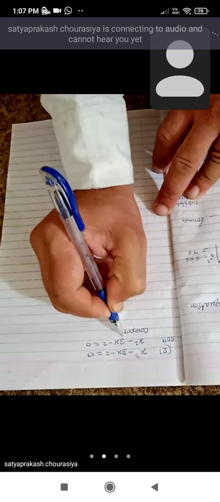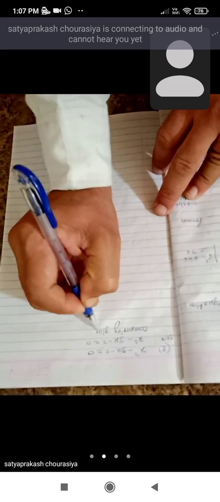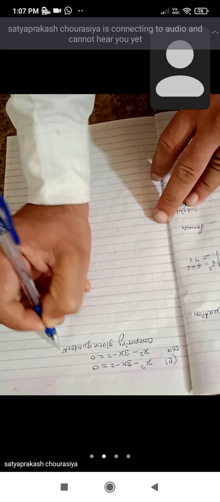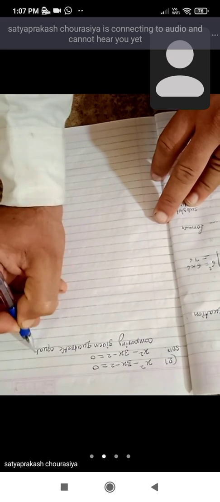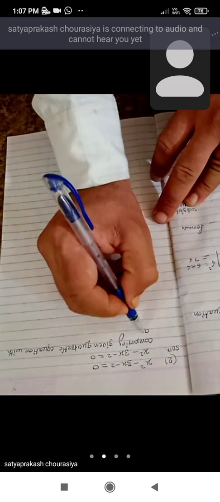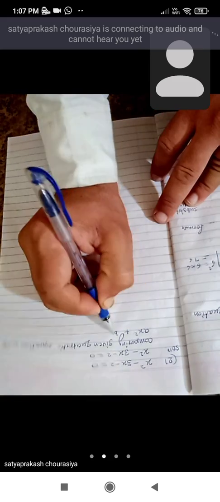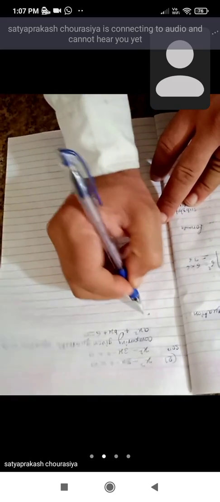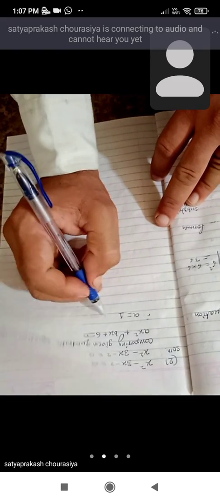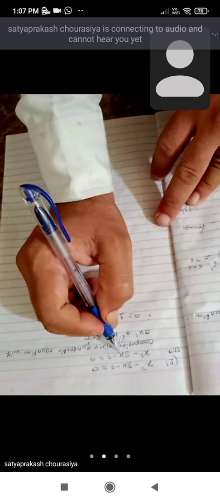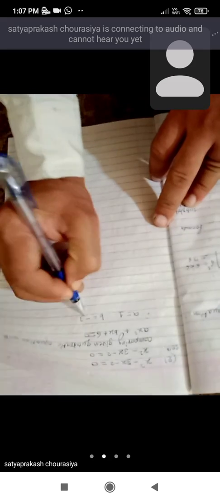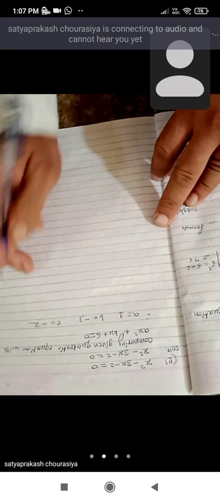Comparing the given quadratic equation with ax square plus bx plus c is equal to 0. So therefore a. Now see the coefficient of x square is 1 here, and the coefficient of x is b, and here it is -3, and the constant term is -2.